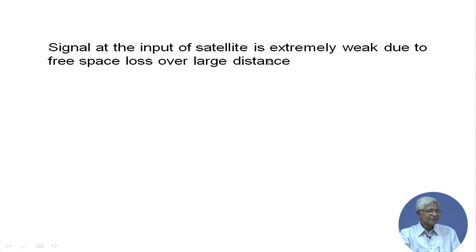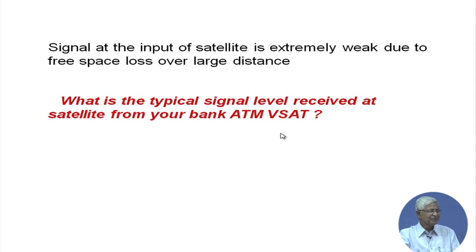Signals at the input of the satellite are extremely weak due to the loss in free space, because there is a long distance in the orbit from the ground. The power becomes very weak. Let us do some rough calculation, very rough. Do not take it as a very correct or pure calculation, just some numbers we will put.